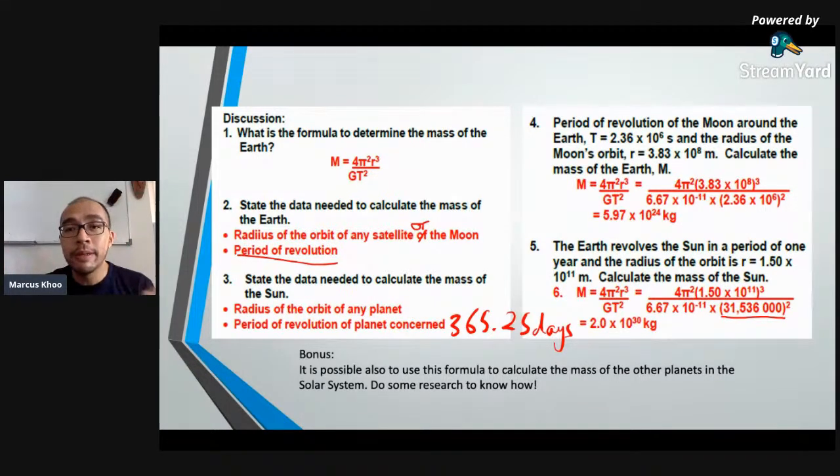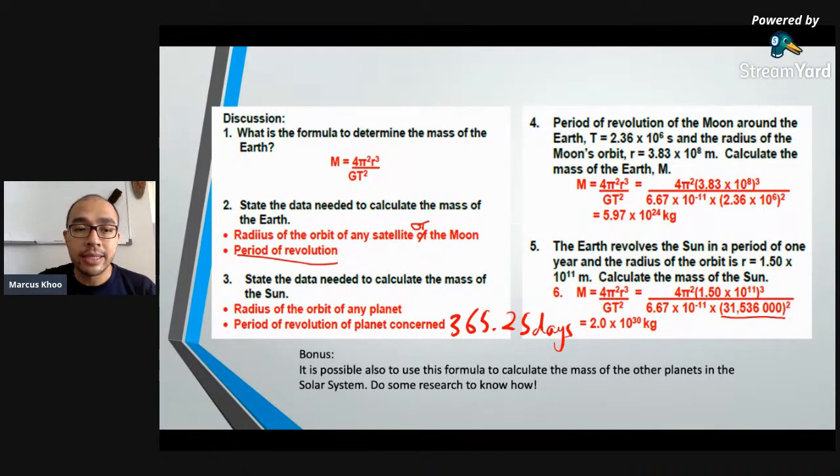So remember, if you want to find the mass of a certain planet, a certain moon, the Earth, you need to find something that is orbiting around the planet or the Earth or the Sun. Then you need to find out how long it takes for it to move one whole circle, which we call the period of revolution. Once you have those two pieces of information, then you can calculate the mass of any planet.